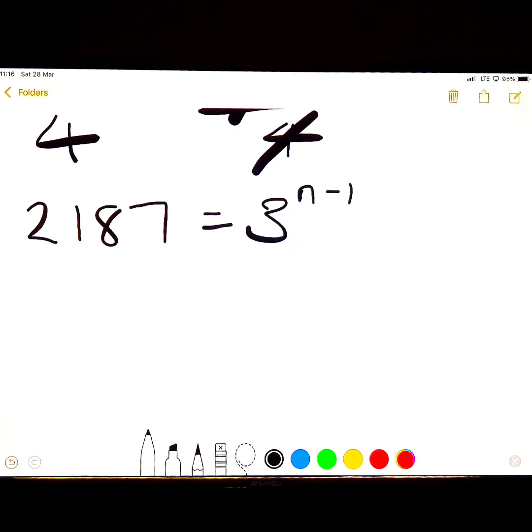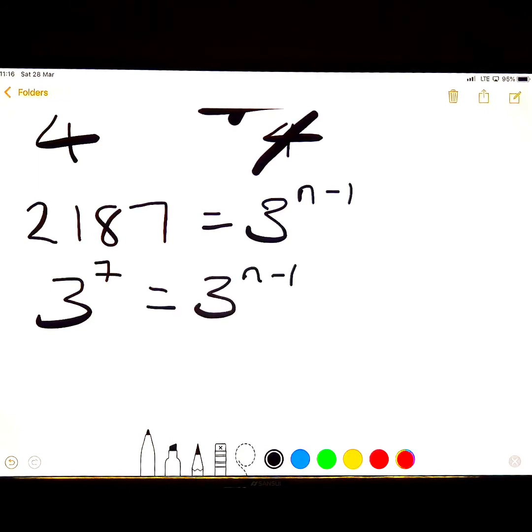Okay, so what we want to do here is find an exponential form. 2187 must be in an exponential form. So you're going to put this 2187, and then you're going to press shift on your calculator, and then you're going to press the button which has the exponent function, and you're going to get what? You're going to get 3 to the power of 7, which is equal to 3 to the power of n minus 1.